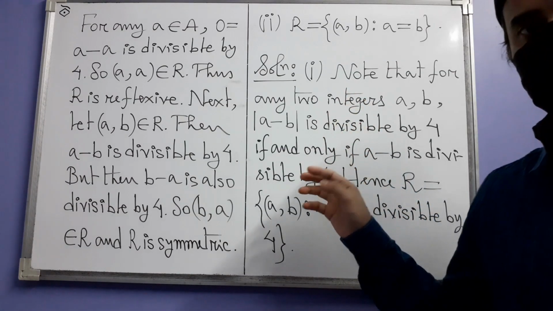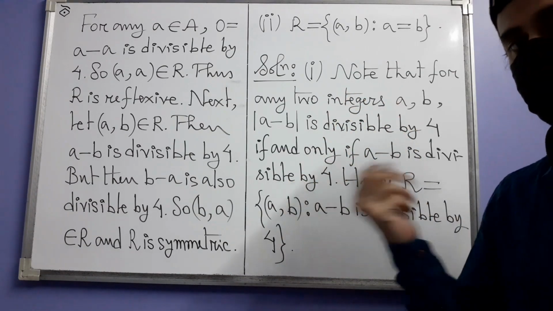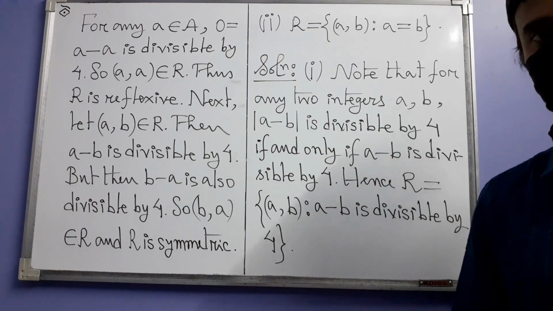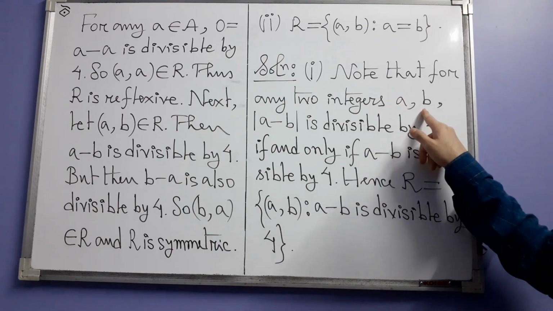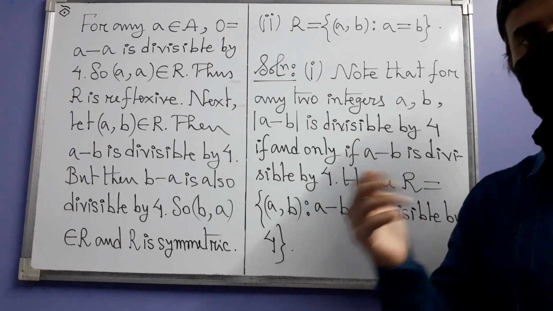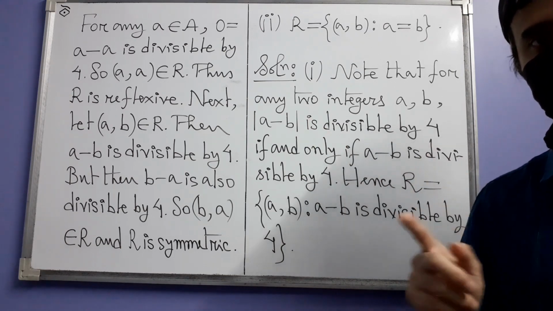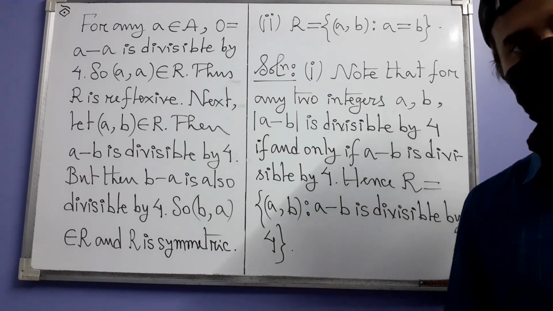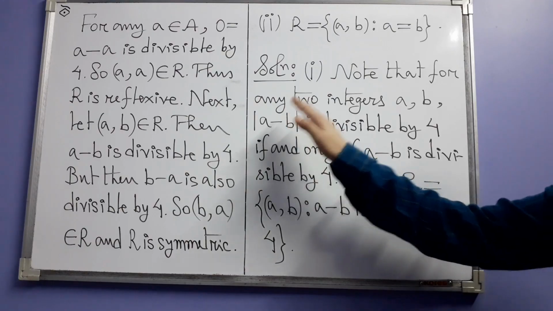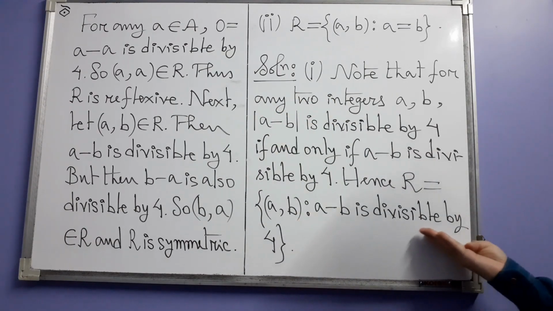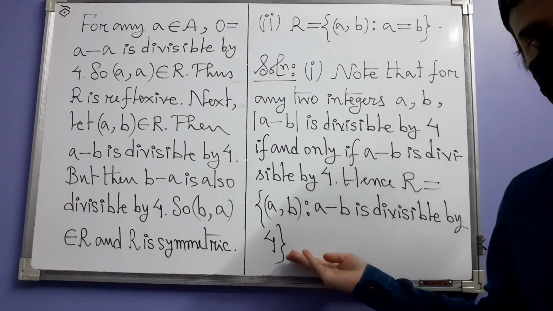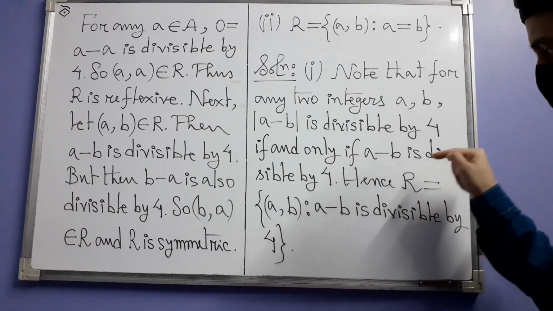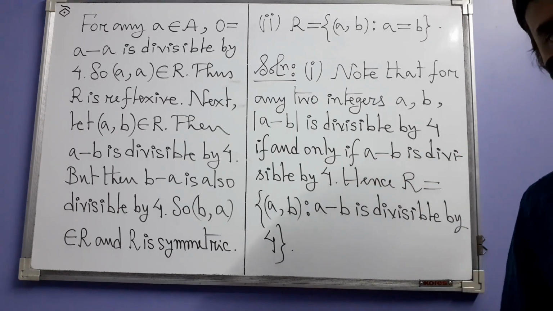In part 1, we immediately simplify the definition of the relation R. We can actually get rid of the absolute value. That is because for any two integers, the absolute value of a minus b is divisible by 4 if and only if the ordinary difference a minus b is divisible by 4. And that is why instead of the original definition of R, we can use this slightly different definition of R as well. Although we are getting exactly the same ordered pairs here as we have in the original R.